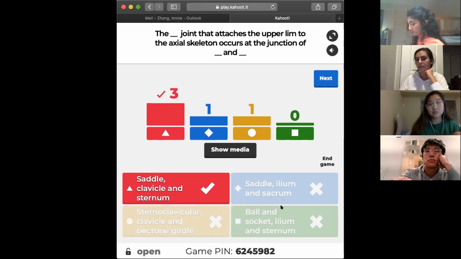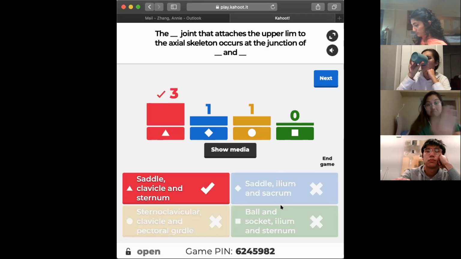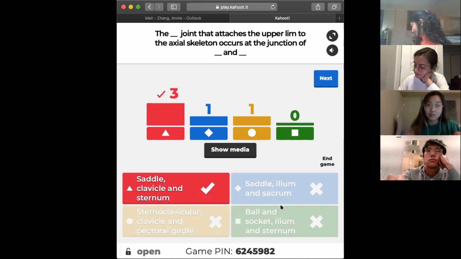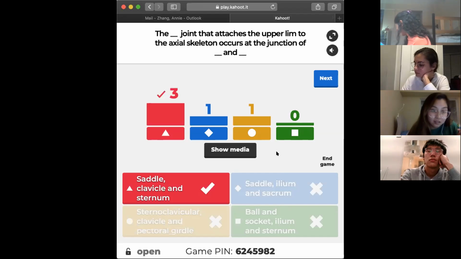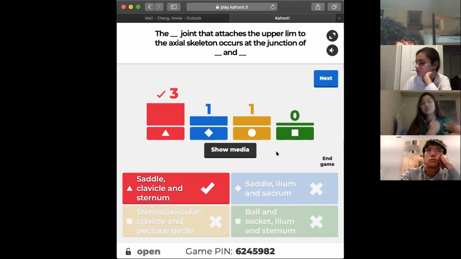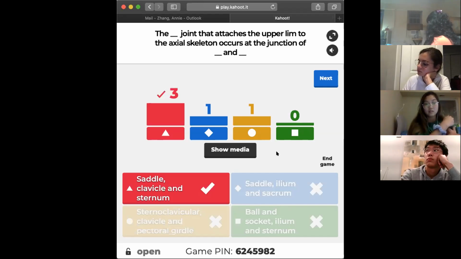It's not going to be a saddle joint, and it's not a ball and socket, and that one connects your ilium and your sternum, so that would be a whole other issue. And then the other one is not the right joint. The clavicle and the pectoral girdle is not the sternoclavicular joint.